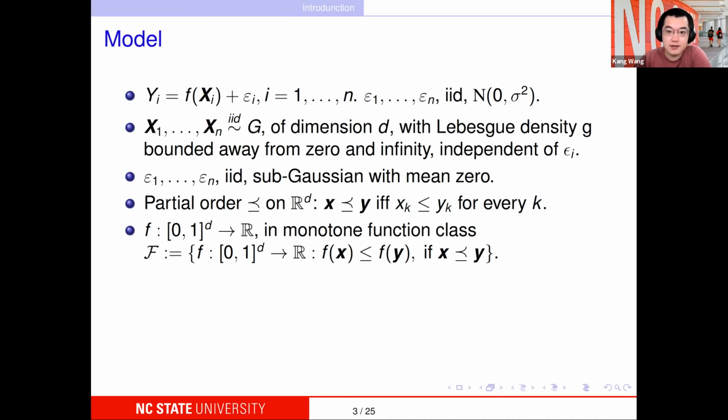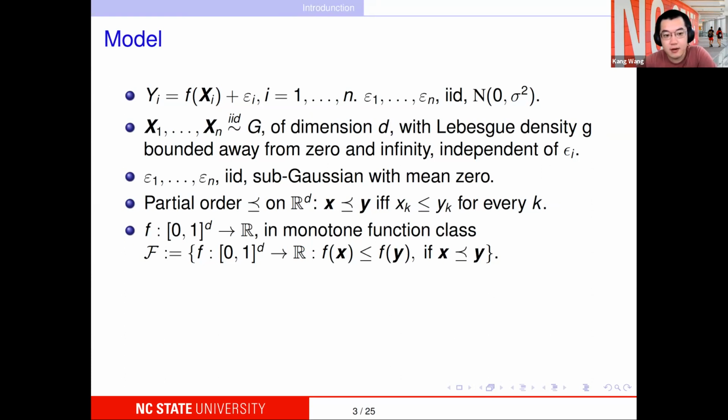X is R^d-valued with a Lebesgue density bounded away from 0 and infinity. X and epsilon are usually independent. But the true error distribution can be sub-Gaussian with mean zero.